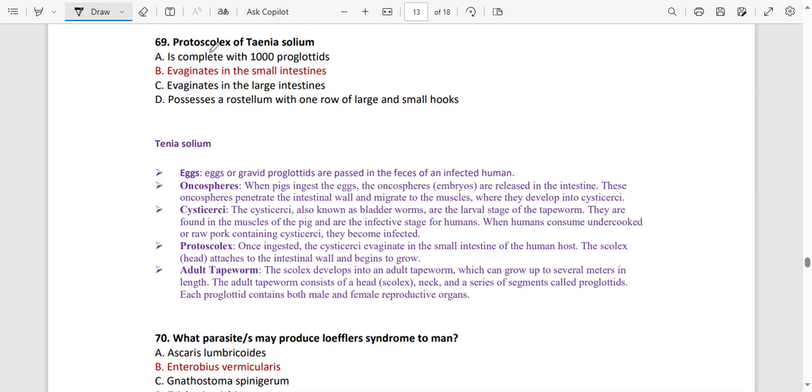So here it is complete with 1000 proglottids. Proglottids are found on the tail end, not this part, which is the head, the scolex. It evaginates in the small intestines. In the small intestine it possesses a rostellum with one row of large and small hooks. The scolex itself, the head, is the one that possesses the rostellum with one row of large and small hooks. But the protoscolex is a stage, not the head.